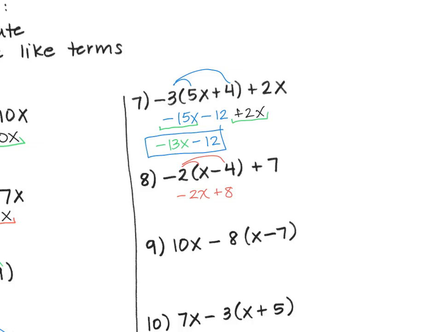The minus on the outside always changes all the signs. I'm going to bring down the plus 7. Okay, let's check out the like terms. Okay, let's see, I have a minus 2x. Are there any other x's? No, so I'm going to keep the minus 2x alone.